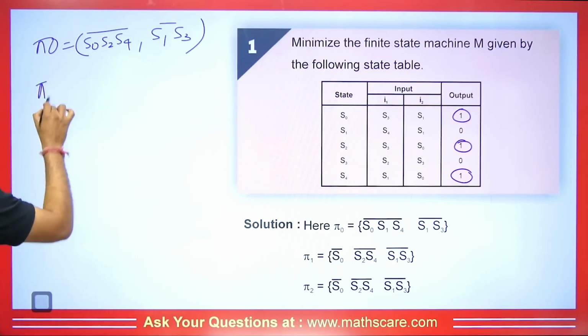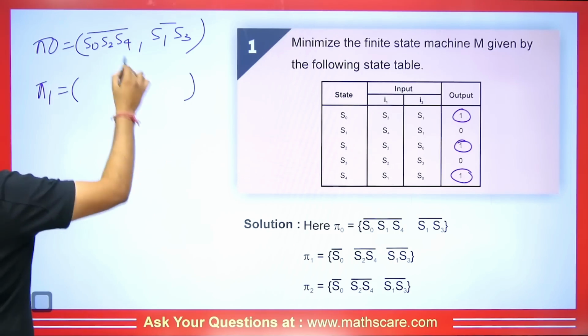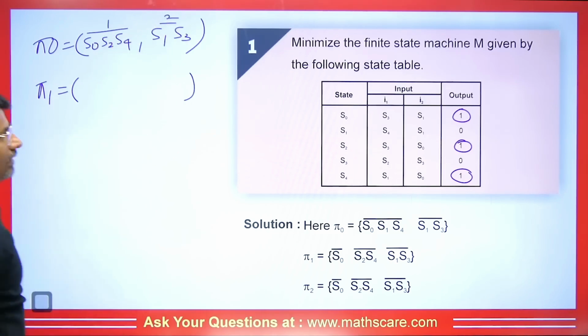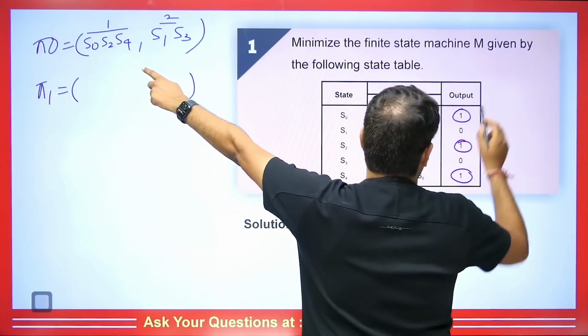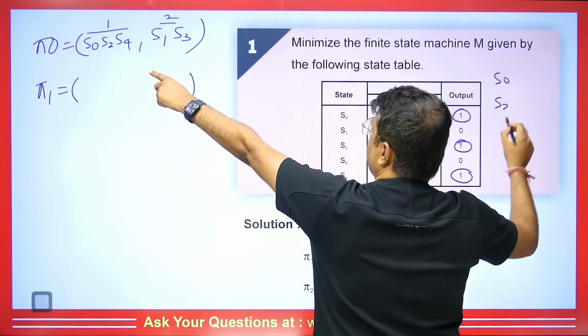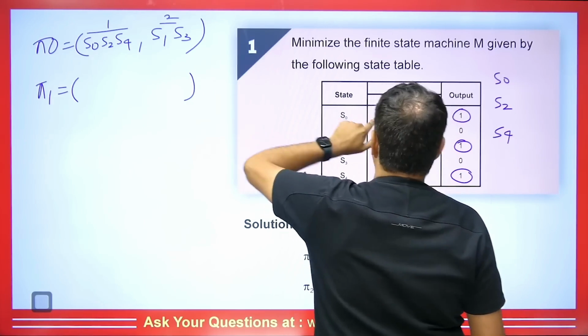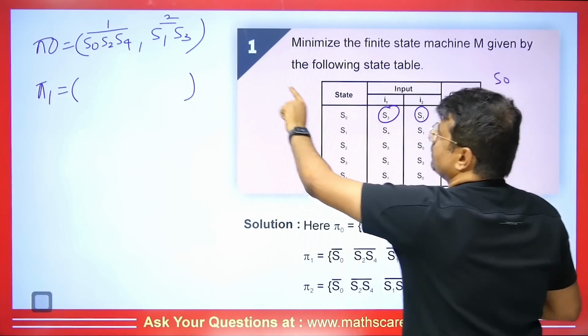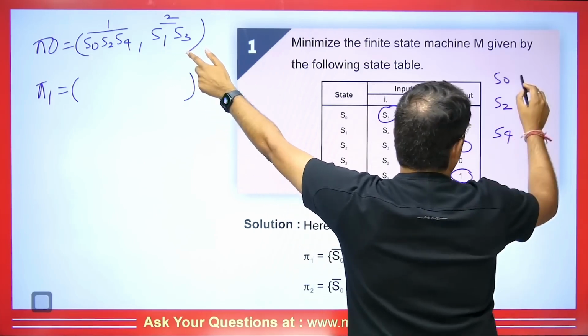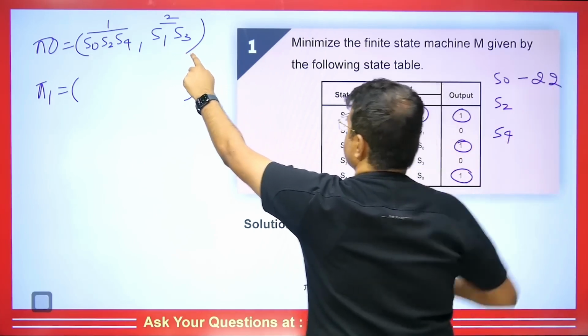Now let's talk about pi 1. For pi 1, we know that we will write this as 1 and this as 2. Clear? Next, we will take S0, S2 and S4. Now when we take S0, it will be what? S3 and S1, okay? Is this clear to all of you or not? So here S3 and S1 are coming. This will be 2, 2, right? This needs to be taken care of.